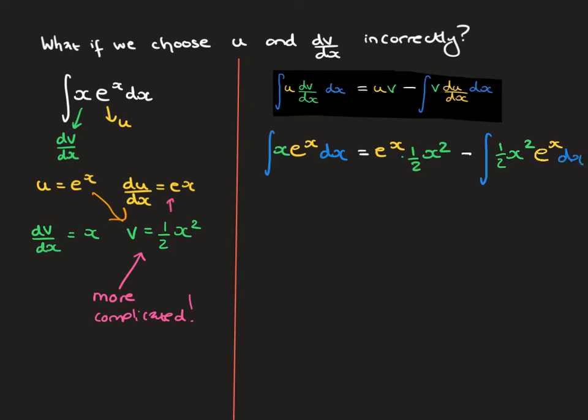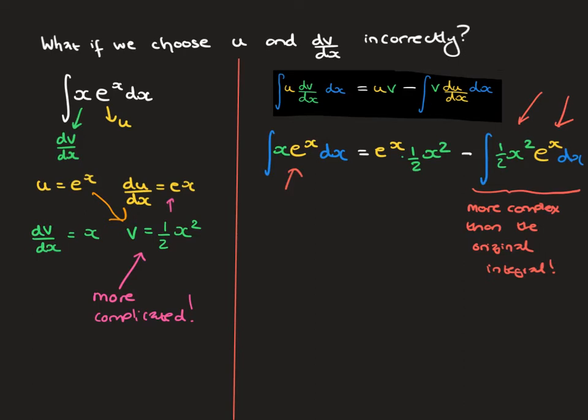Now, look at the problem we have immediately hit. This integral here is more complex than the original integral, which is actually a lot simpler over here. So integration by parts has failed here because we chose u and dv by dx the wrong way round. And ultimately, whatever you are integrating needs to result in something here that is going to be simpler for you to then integrate.